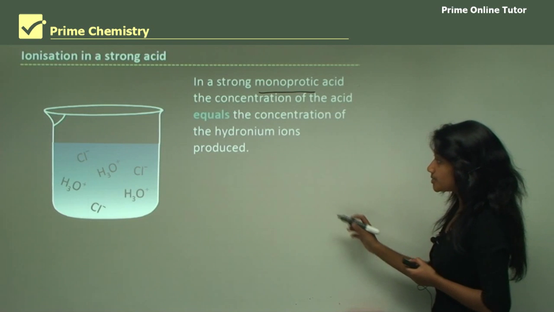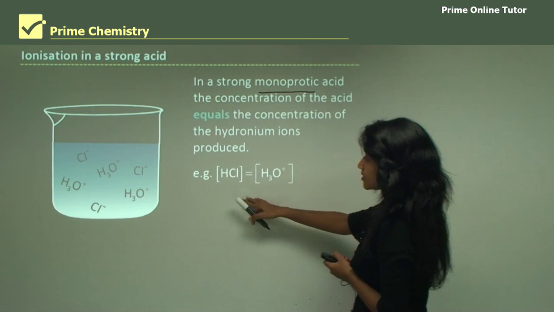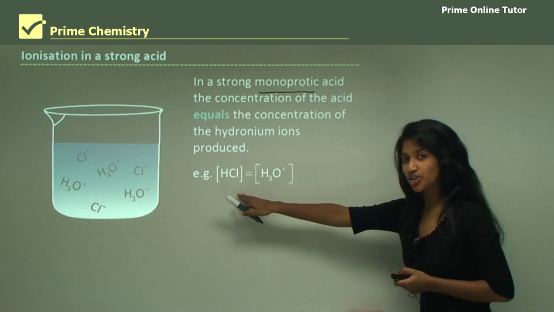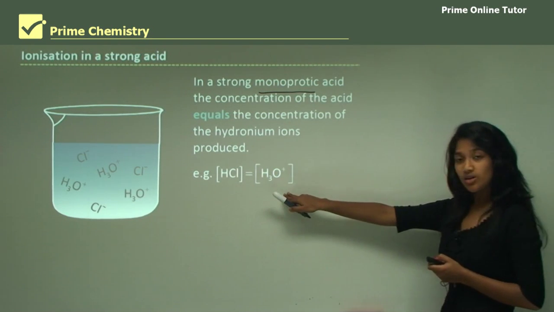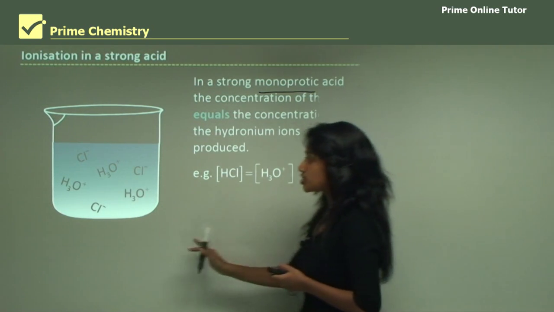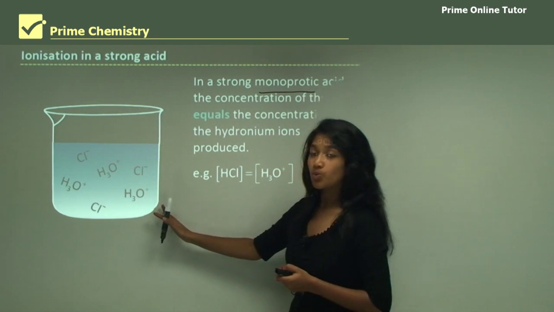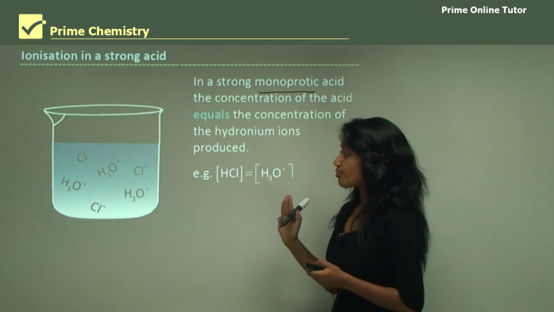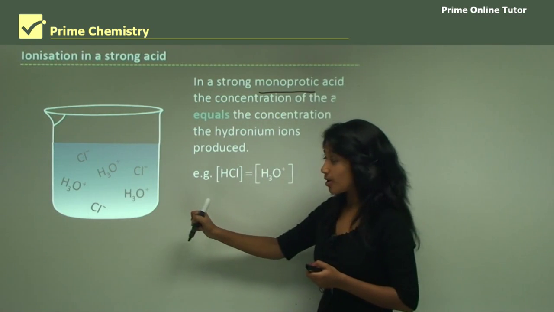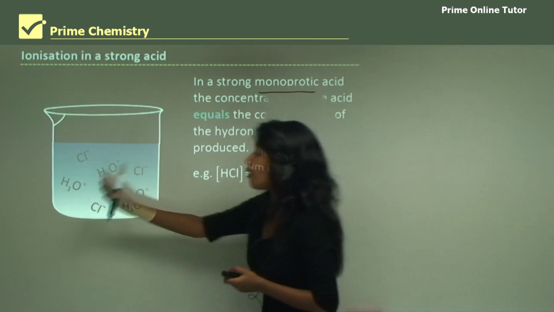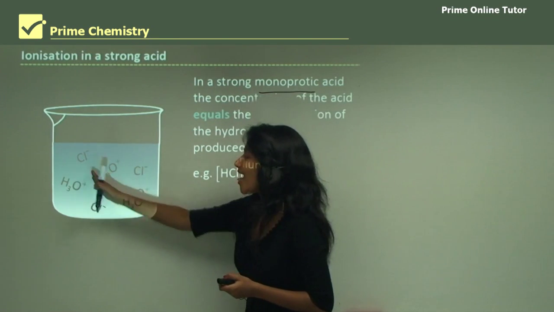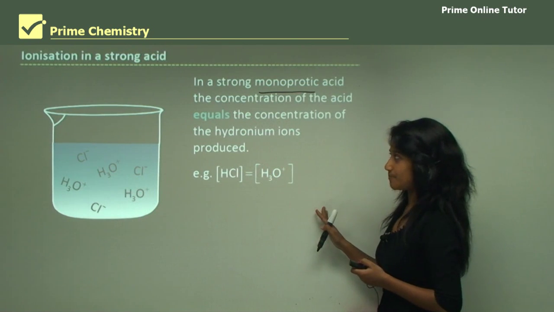Now in other words, let's take this for example. We have HCl. The concentration of the hydrochloric molecules is going to equal the concentration of the hydronium molecules. So initially this beaker would have contained three hydrochloric molecules, because all of those 3 hydrochloric molecules have dissociated to form 3 hydronium ions and 3 chloride ions, as you can see.